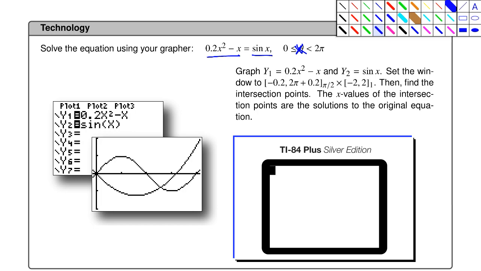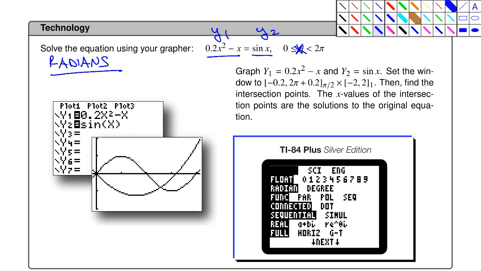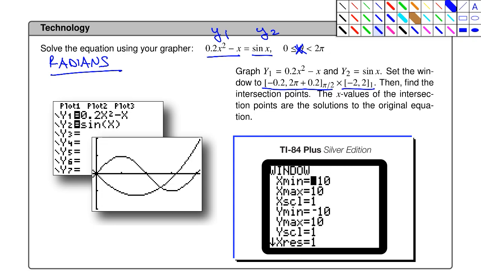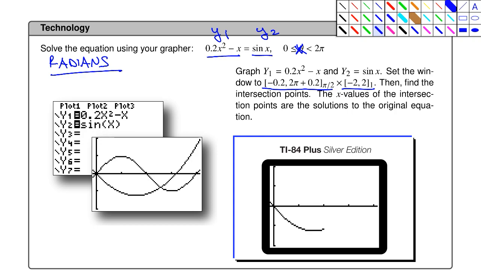Go ahead and make this left one y1 and this right one y2. Be sure that you are in radians. That's the only way these make sense. And then set the windows to these values. This is the x-min and x-max with the scaling, the y-min and the y-max with scaling of 1, tick marks of 1. And then just go ahead and find the intersection points. Where they intersect for the x's are the solutions to the original equation.